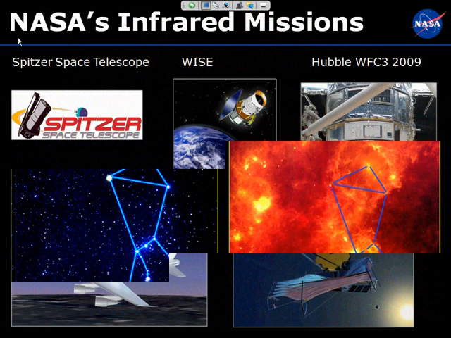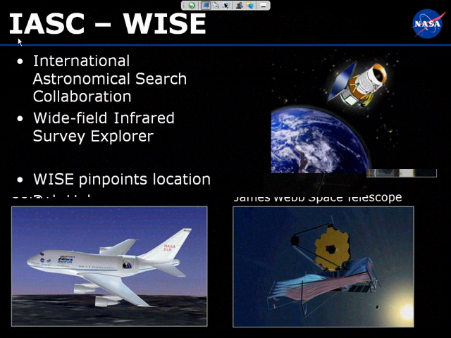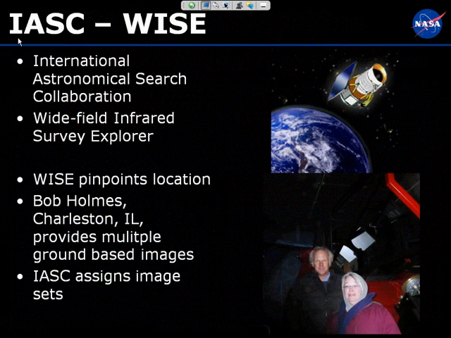Okay, so NASA's infrared missions. We've got Spitzer, which we've done some work with at my school. We've got WISE, which we've done some work with at my school. Hubble, which of course we get lots of beautiful images we look at. SOFIA, which I've now flown on. And the James Webb, which we're hoping goes into space someday. So here's a little bit about what we've done with these different programs.